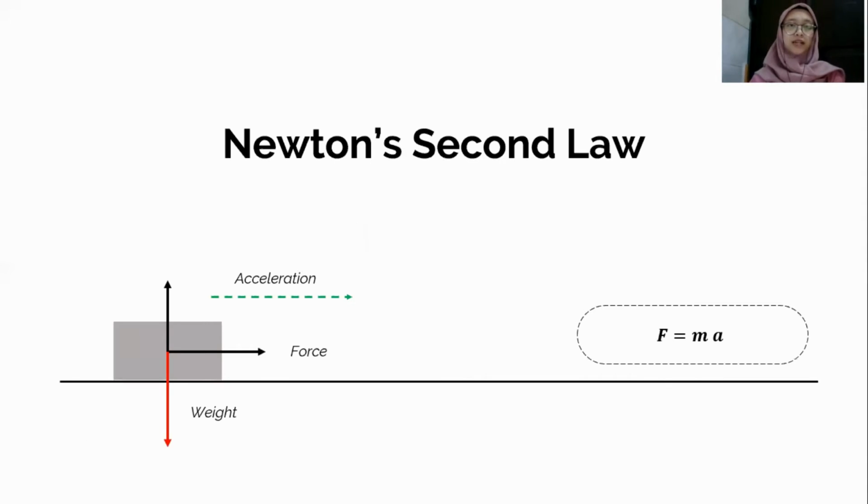This is the free body diagram for Newton's second law. This is the object. The object will have normal force, weight, and also moving force, and also the acceleration. The force of this object is mass times its acceleration.